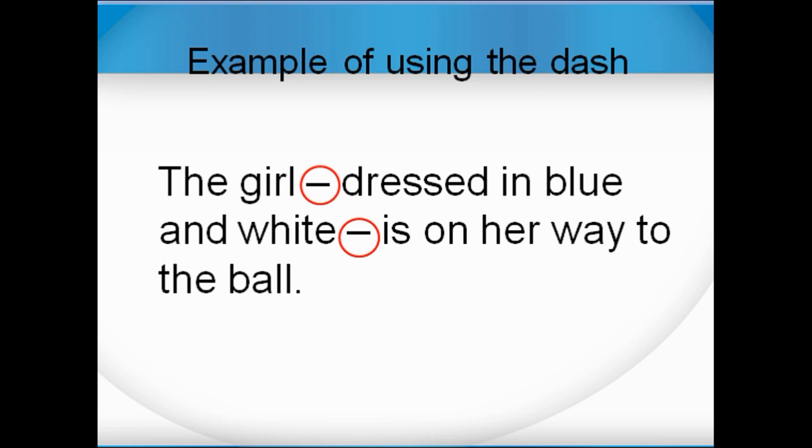And then it further explains: dressed in blue and white, because if we say the girl, it could mean a lot of girls. We could be referring to a lot of girls. But that dash there is further explaining the girl that is dressed in blue and white. Also, they place a dash after that group of words as well, to further explain why she's dressed in blue and white, because she's on her way to the ball. So I hope you understand why and how we use the dash. It is used to give further explanation to a statement.